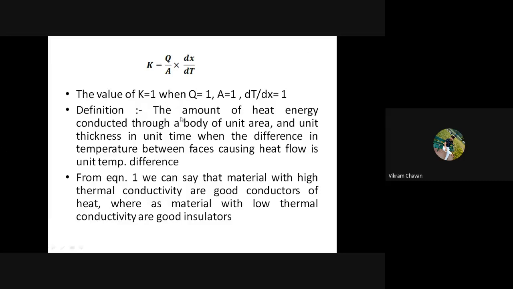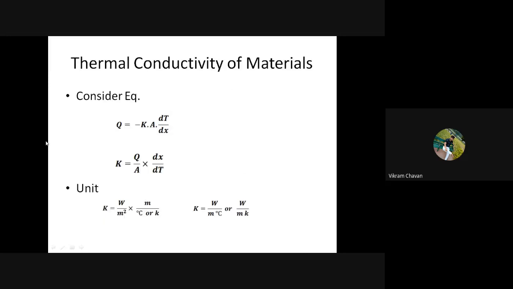So thermal conductivity can be defined as the amount of heat energy conducted through a body of unit area and unit thickness in unit time, when the temperature difference between the faces causing heat flow is a unit temperature difference. If k is greater, then the q value will be higher. If k is small, then the q value will be low.